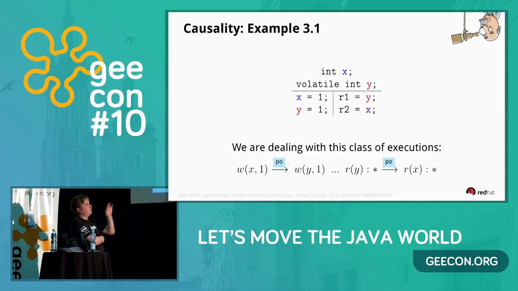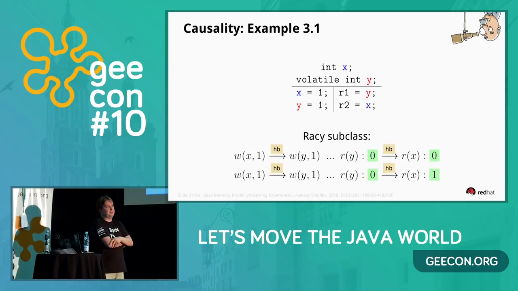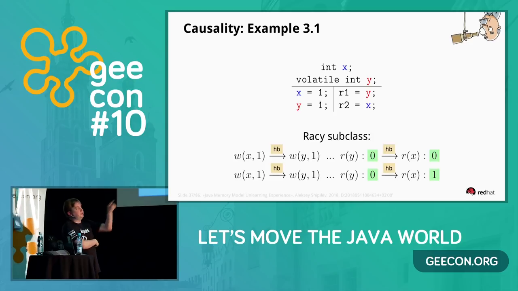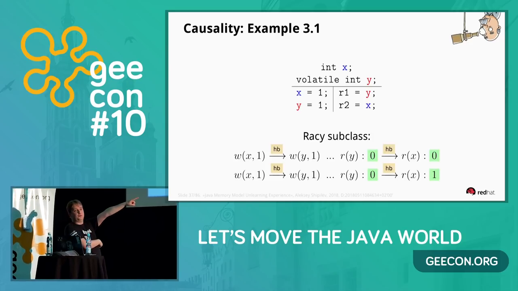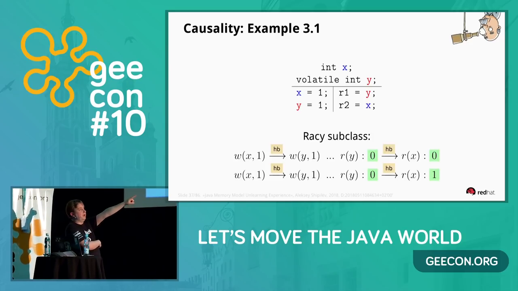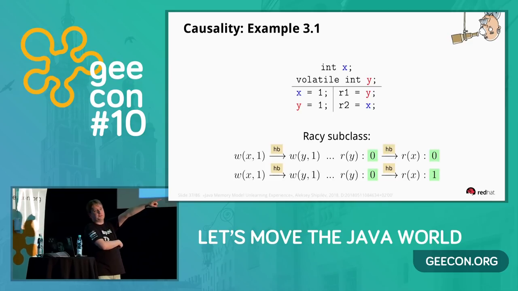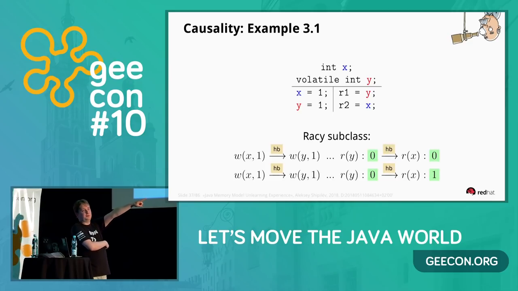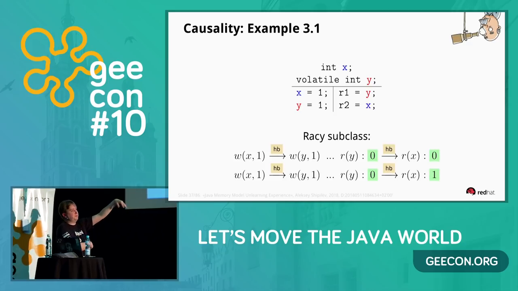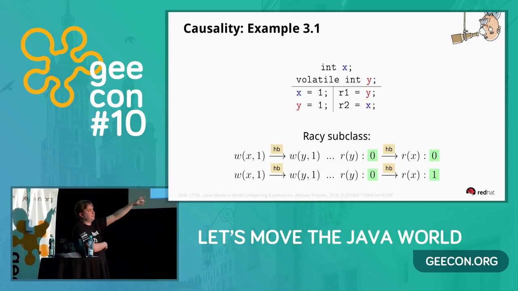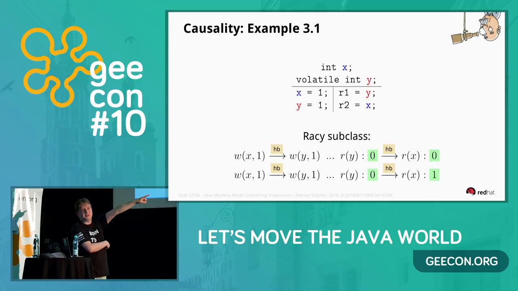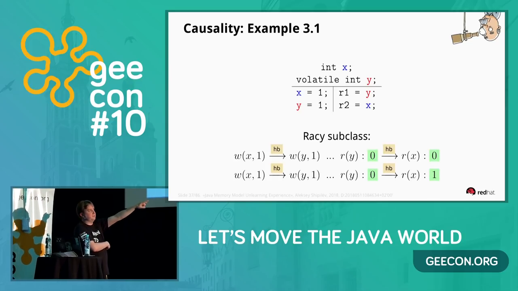And it turns out, if you just enumerate those things, you will realize there is a racy subclass of executions where you don't see any value of y, and then you can observe whatever value at x, either 0 or 1, even though happens-before, through the program order, says to us that those things are pairwise connected by happens-before. Both things are actually happens-before consistent.